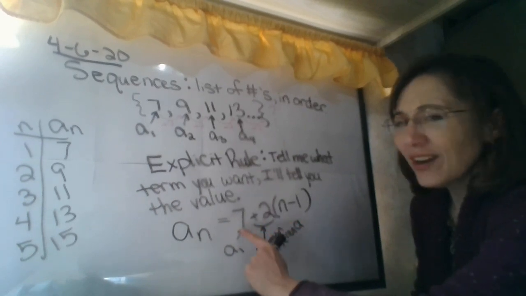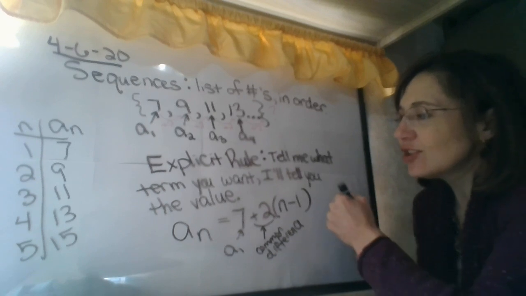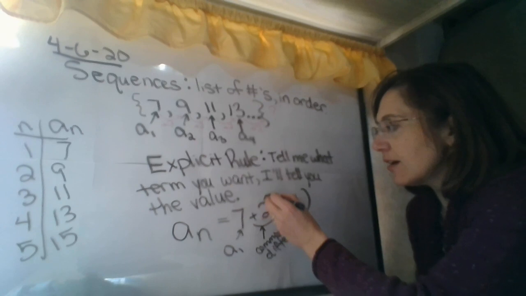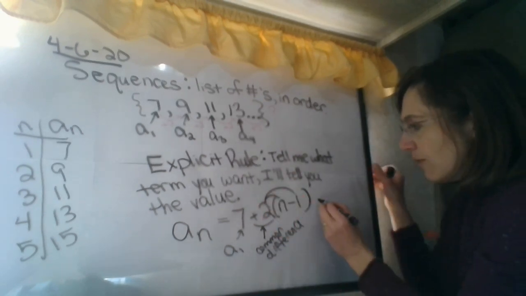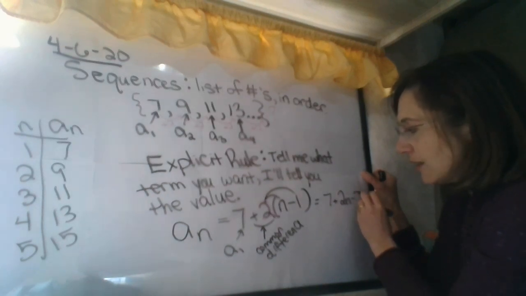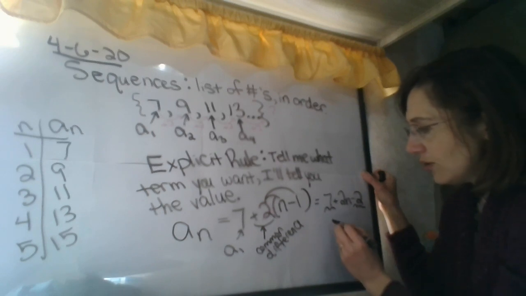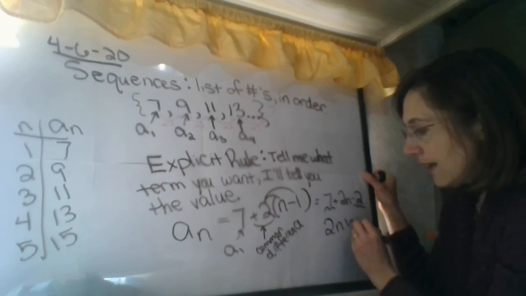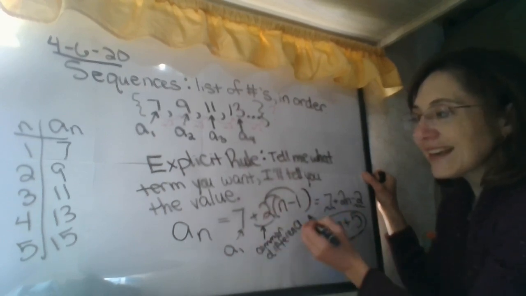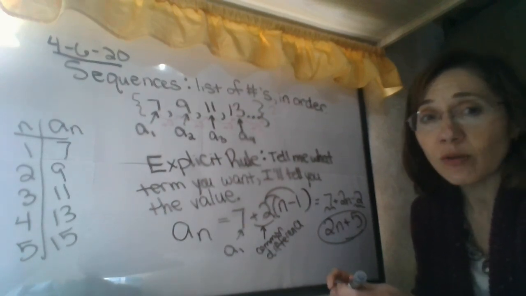Now, this is kind of a weird looking expression here. I feel like we could do some simplifying with this. Do you see how this 2 is outside of a parentheses? Well, let's go ahead and use the distributive property here. So I could write this as 7 plus 2n minus 2. And then if I combine that 7 and that minus 2 together, I could say 2n plus 5. So this would be another way you could write this explicit rule for our sequence. Both of them are correct. It's fine. You'll see it both ways.